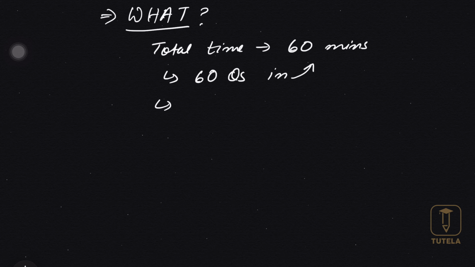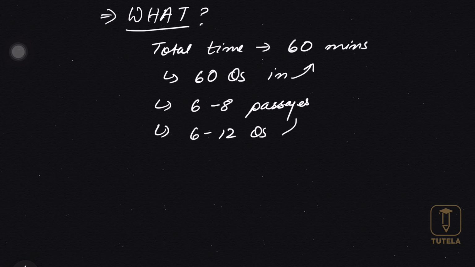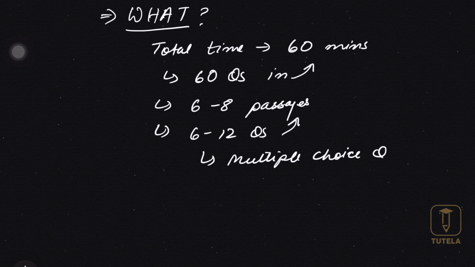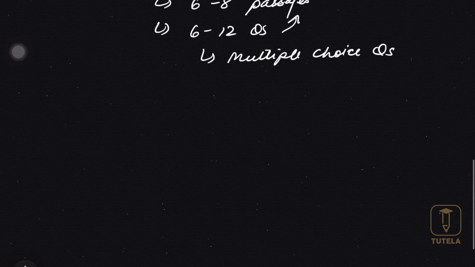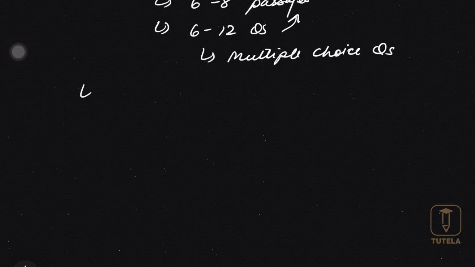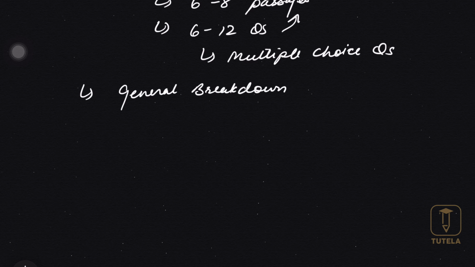Now, in the test, you will find 6 to 8 passages from literature. Each passage will have 6 to 12 questions. These questions are multiple choice questions. Now, I have broken down the test under 4 types. So I am giving you a general breakdown of the test in order to make it simple.